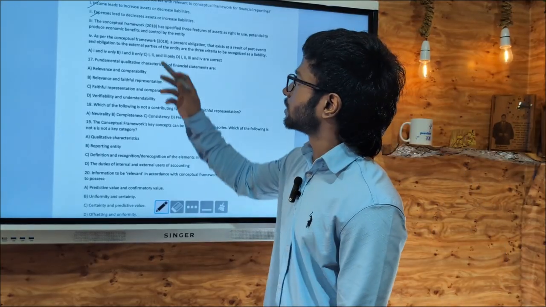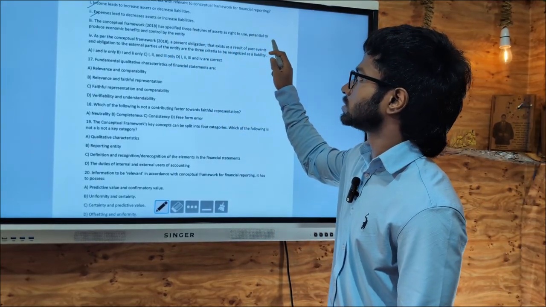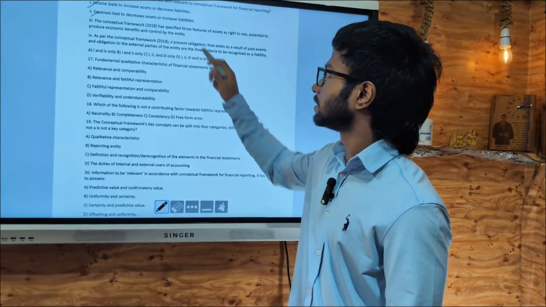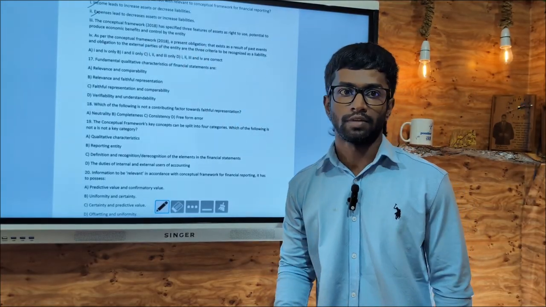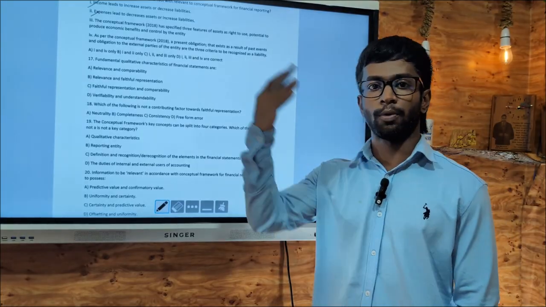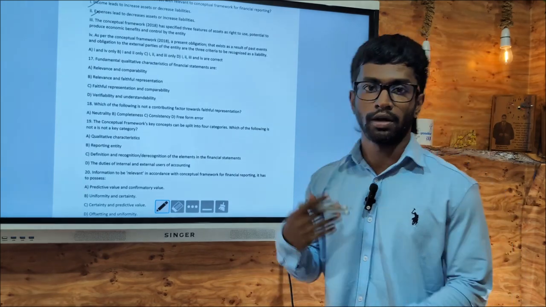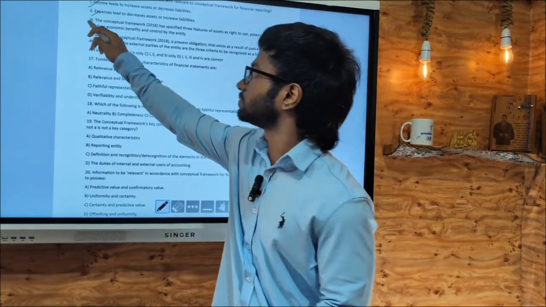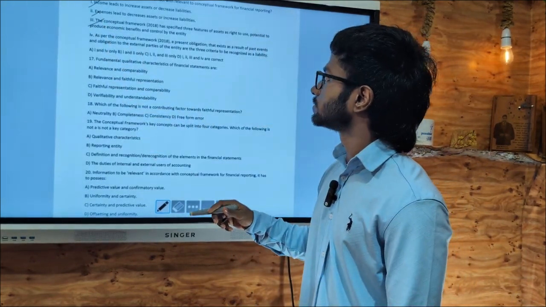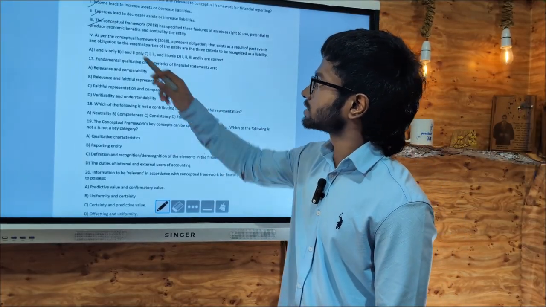The conceptual framework of 2018 has specified 3 features of an asset: right to use, potential economic benefit, and control by the entity. That is also true, right? You have the right to use that asset and it will create potential benefits in the future. And also the entity has the control to use that asset. So here all 3 come. Next we'll take the 4th one also.